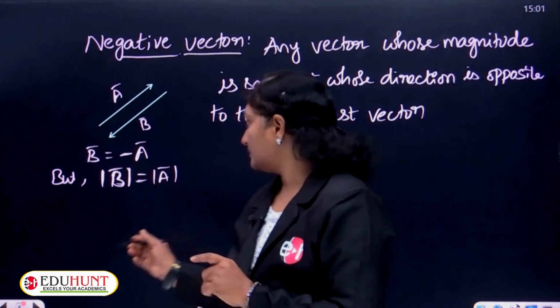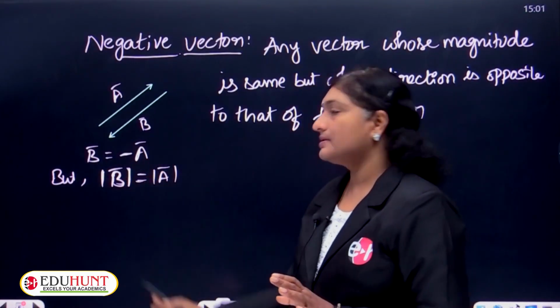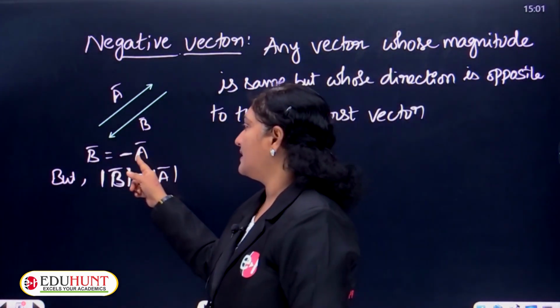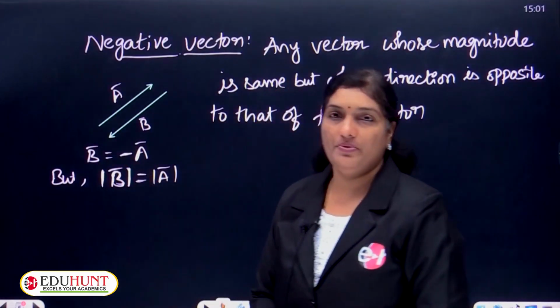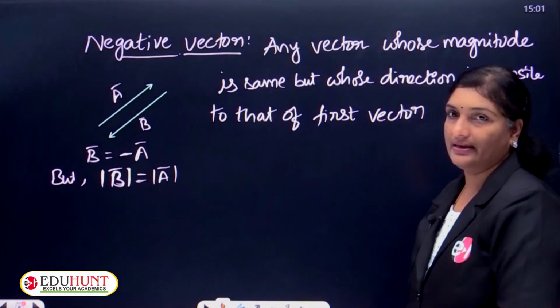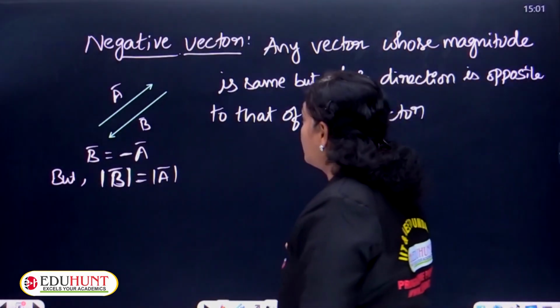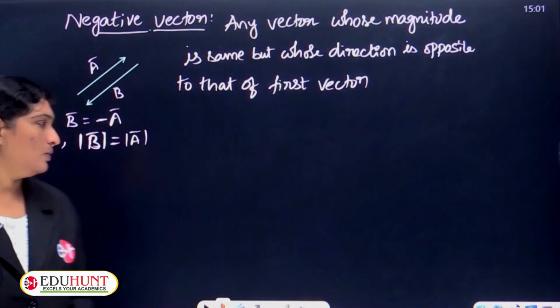So this is only magnitude. The magnitude of B bar is equal to the magnitude of A bar. So B bar equals minus A bar indicates that both magnitudes are equal but the direction is opposite. Next to the negative vector, let us discuss in detail the unit vector. This plays a major role, children. So the next part is all about the unit vector.